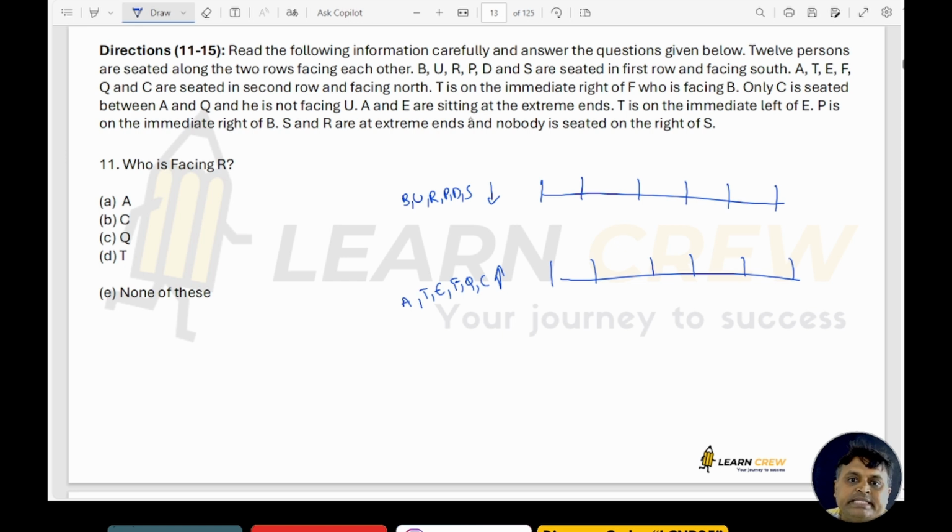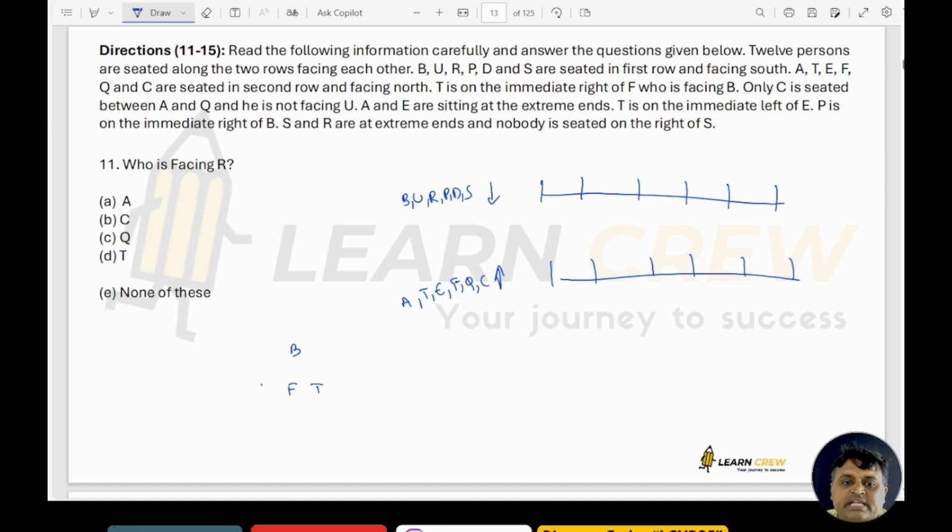Now, T is on the immediate right of F. Who is facing B? T is on the immediate right of F. F is facing B. This is what is given. Next.